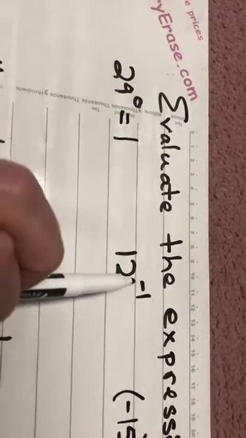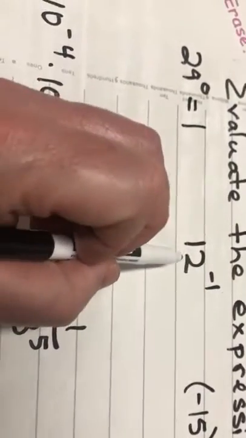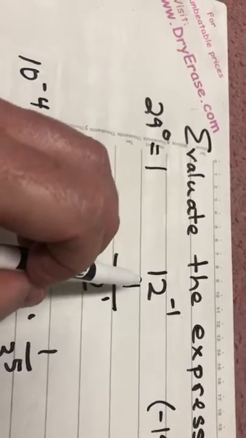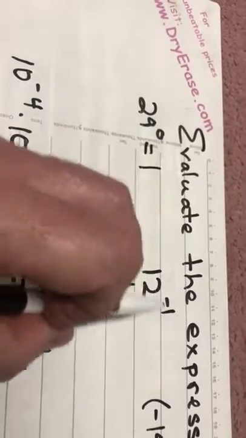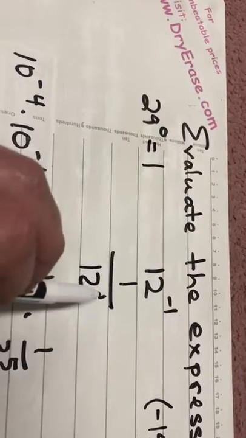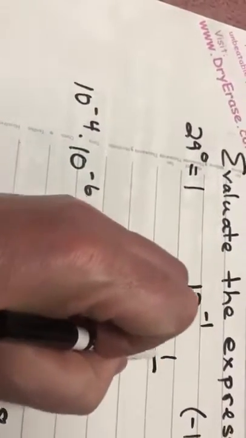So we have 12 to the power of negative 1. That means this becomes a fraction with 1 at the top, and what I put at the bottom is 12 to the power of 1. It's always 1 that goes at the top, and then it's 12 to the positive exponent of 1. 12 to the power of 1 we know is just 12. So the final answer here is 1 over 12.